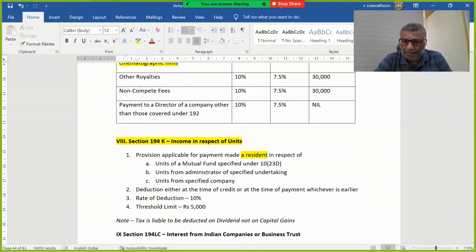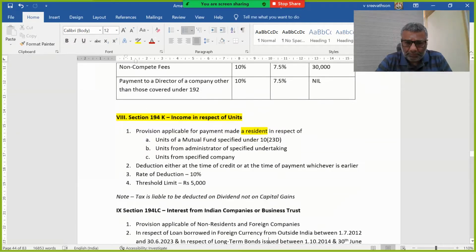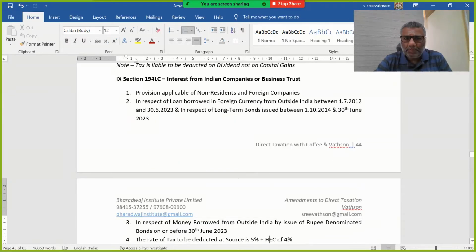So this provision is applicable for a mutual fund, right? These are things which we studied already, just to recollect.